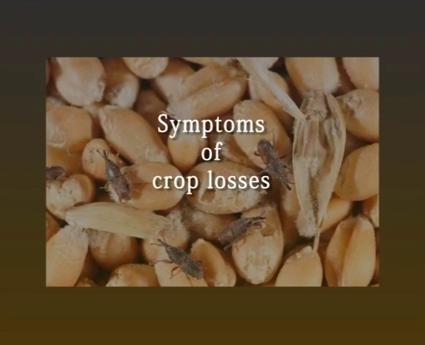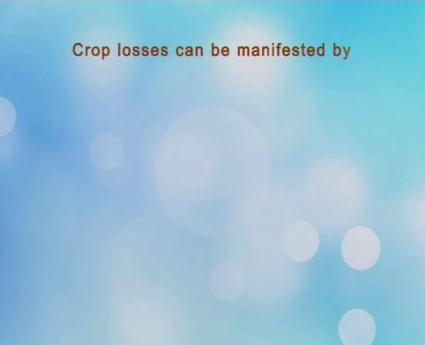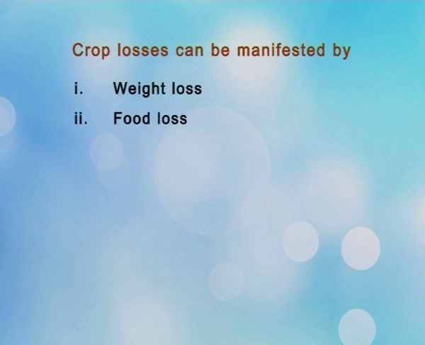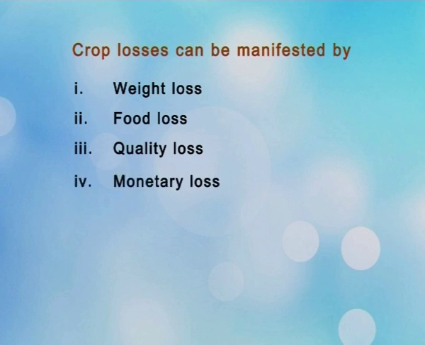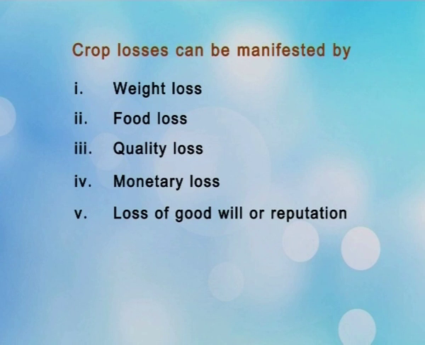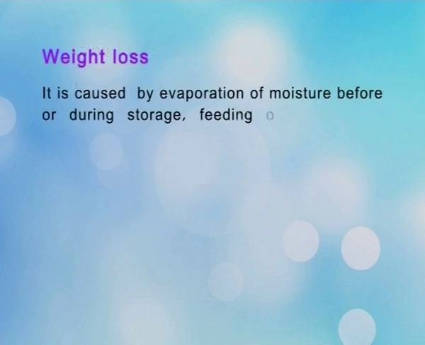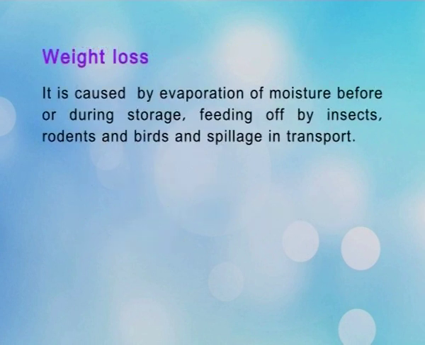Next subtopic is symptoms of crop losses. Crop losses can be manifested by number 1, weight lost, number 2, food lost, number 3, quality lost, number 4, monetary lost, number 5, loss of goodwill or reputation, and number 6, seed lost. Number 1, weight lost. It is caused by evaporation of moisture before or during storage, feeding off by insects, rodents, and birds, and spillages in transport.